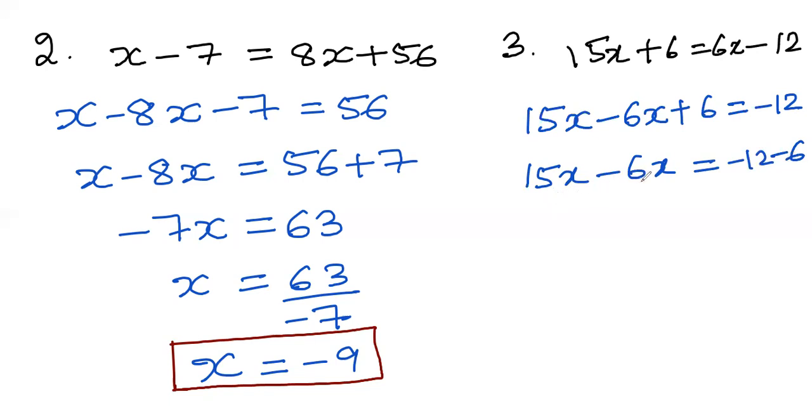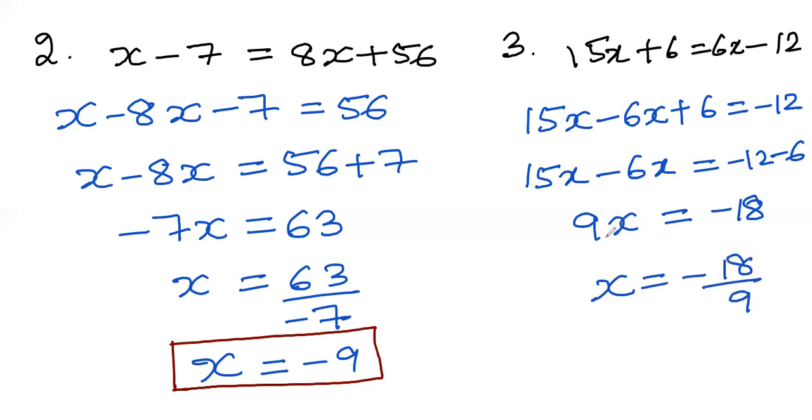So 15x minus 6x is 9x equal to, minus 12 minus 6 is minus 18. So we have 9 times x equal to minus 18. Or we can say x equal to minus 18 over 9, because multiplication becomes division on the other side. Or we can say 9 is divided on both the sides. It's the same thing. So minus 18 divided by 9 gives you minus 2.